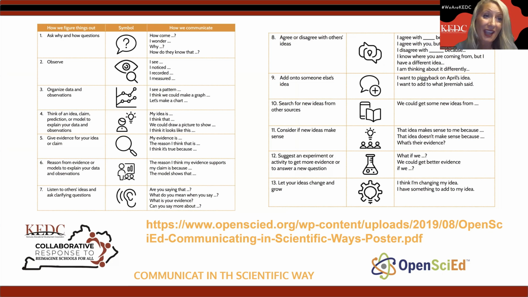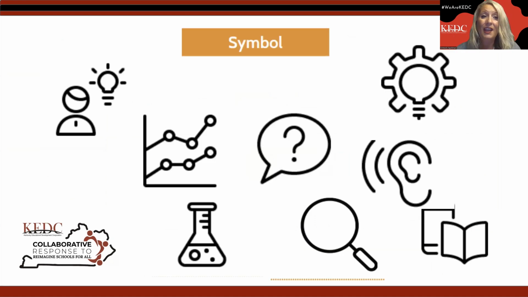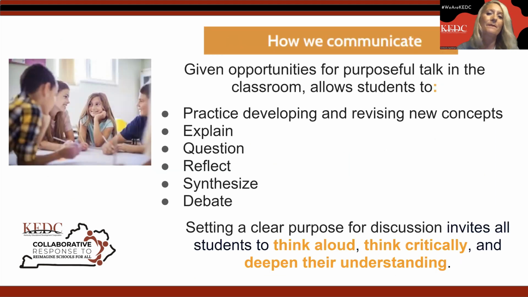It is the Communicate in the Scientific Way talking tool from OpenSciEd. There are 13 categories with icons that help develop the productive conversations in our classroom that we all want. It helps us with that sense making that is built into our three-dimensional standards. This tool is very easy to use and it's accessible for all because of the symbols. So I don't have to be a reader to be able to know what talking tool I need to use.